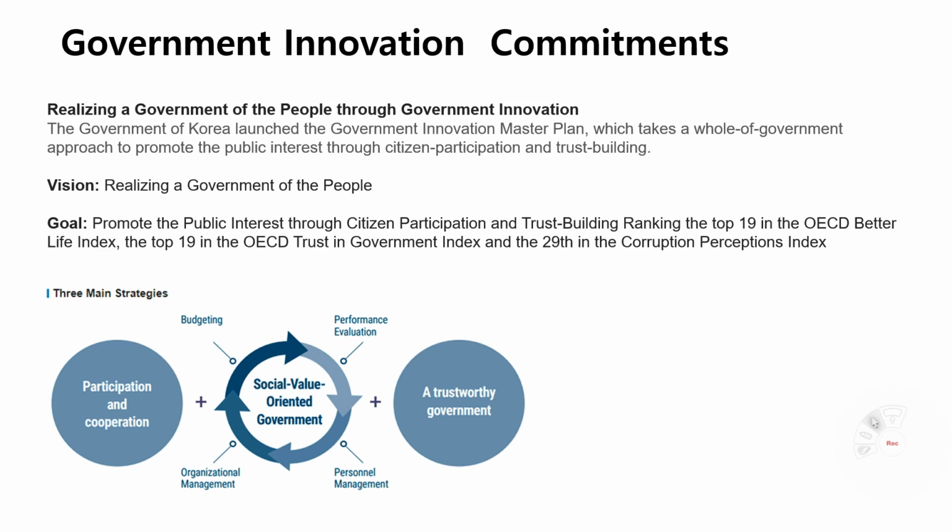It's a problem. This is our 3 main strategies of government innovation: participation and cooperation, trusted government, and social value oriented government. Maybe we already know about participation and trustworthy government, but our Korean government innovation master plan focuses on social value oriented government, using budgeting, performance evaluation, personnel management and organizational management.